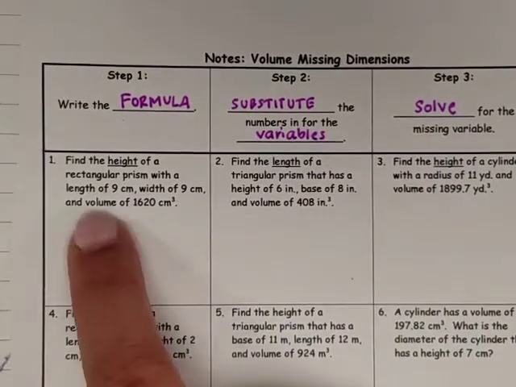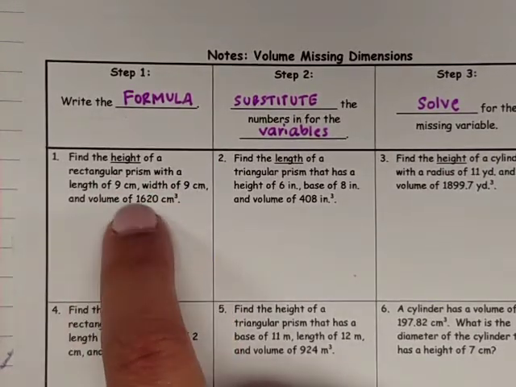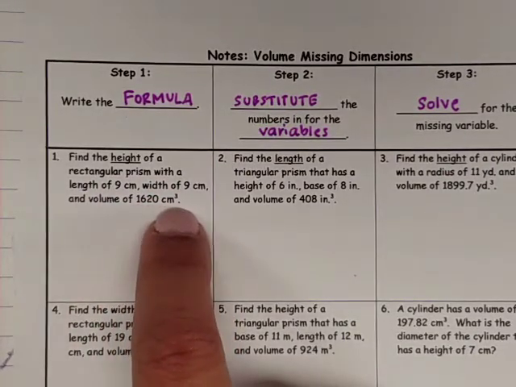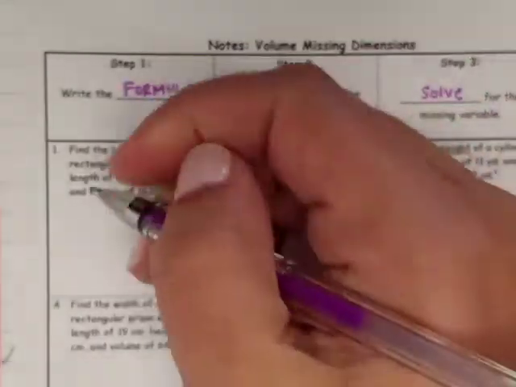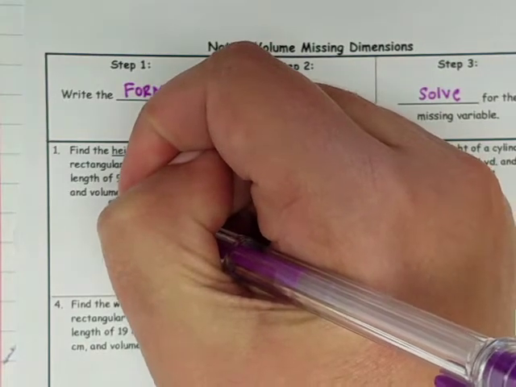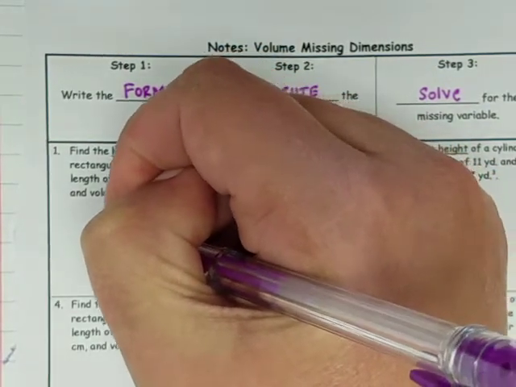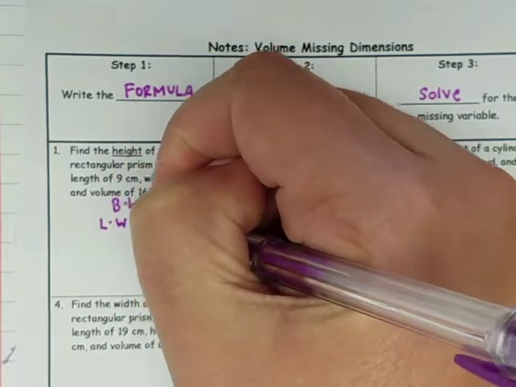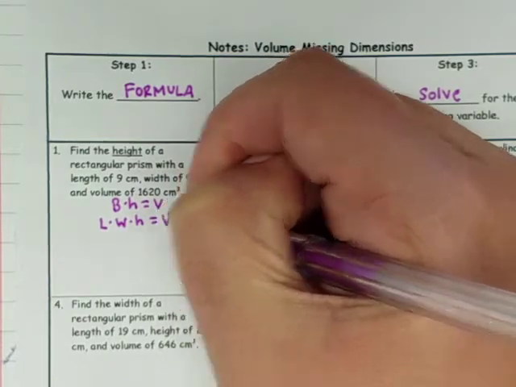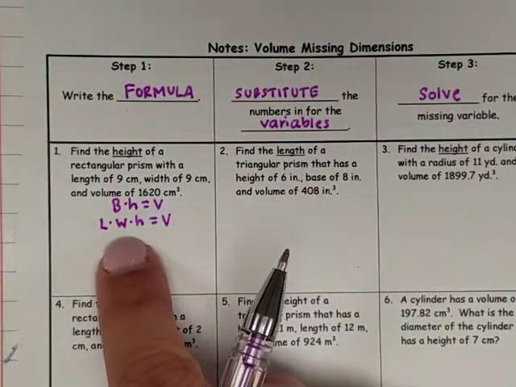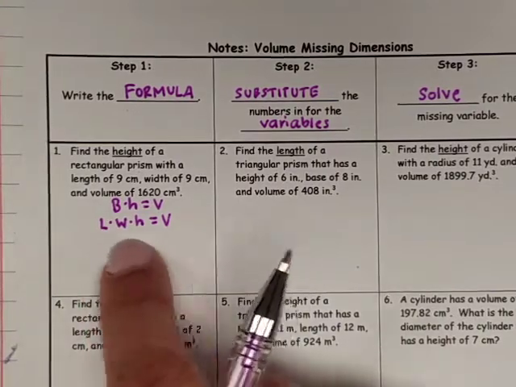If we read number one, find the height of a rectangular prism with a length of 9, a width of 9, and a volume of 1,620 centimeters cubed. So we're trying to find the height. We know that the formula for a rectangular prism is base times height. Base is your length times your width. So length times width times height gives you your volume. There's my formula. Length times width, that's my base, times height of my prism gives me my volume. So now we've written it.